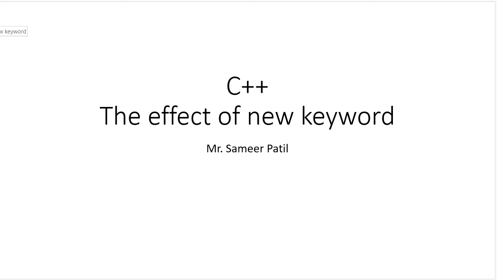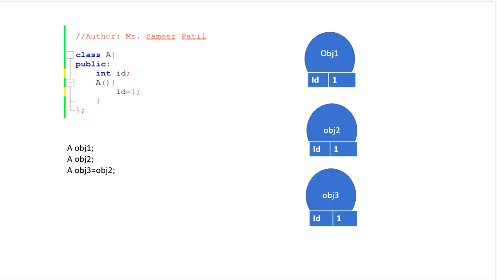Hello all, welcome to the second video on the effect of the new keyword in C++. In the last video we saw one program in which we observed the effect of applying the new keyword while initializing variables, and what happens when you copy the object. So in this video we'll try to give the reasons behind it.